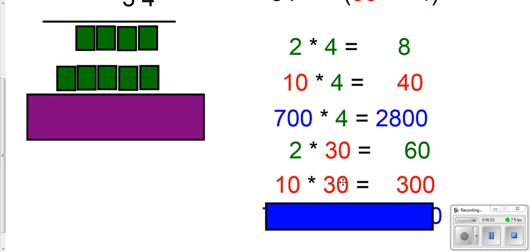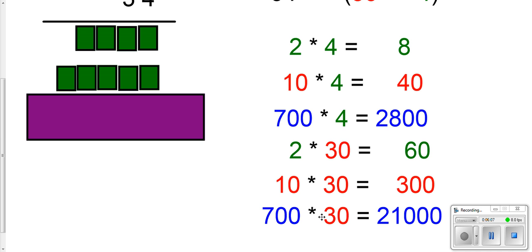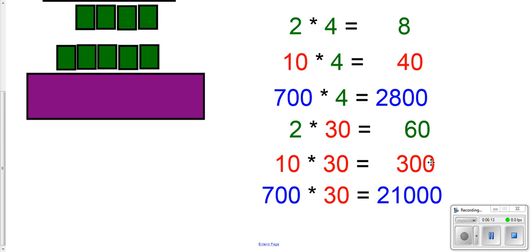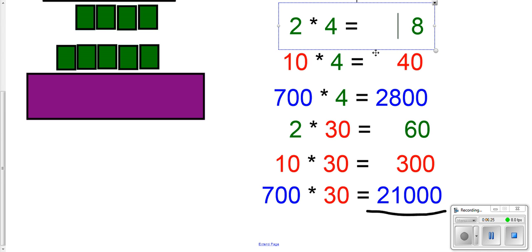10 with the 30 makes a 300. And 700 with 30 makes 21,000. Just like before, we can add all of these up. So these are not perfectly lined up, but this 8 should be in the ones place. So maybe I can tab that over just a little bit. 8 and no other ones would make an 8.